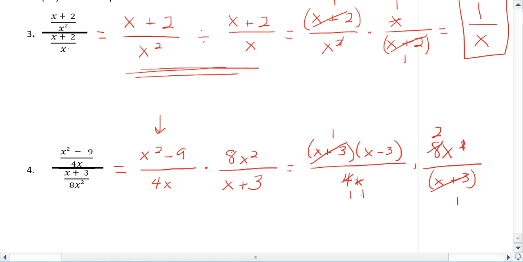So now I'm looking at this denominator and I just have 1 times 1 times 1. So the denominator is just 1. So my numerator is, I have this 2x left, and I have an x minus 3 left. And we can leave our answers in factored form. So now we're no longer going to be afraid of complex fractions.